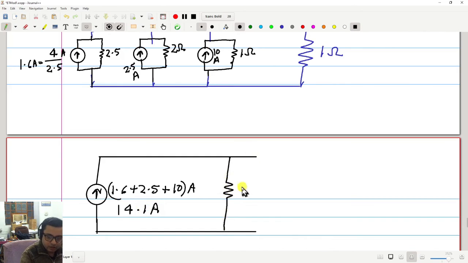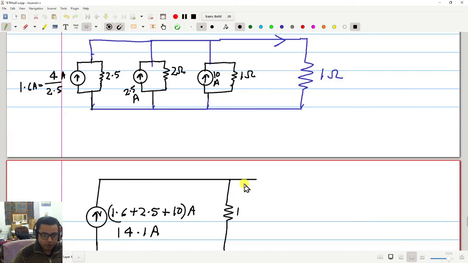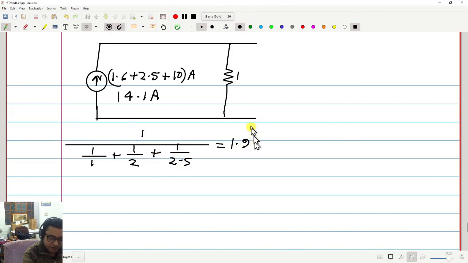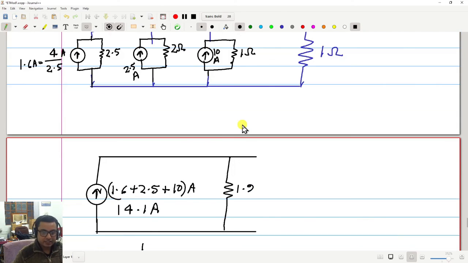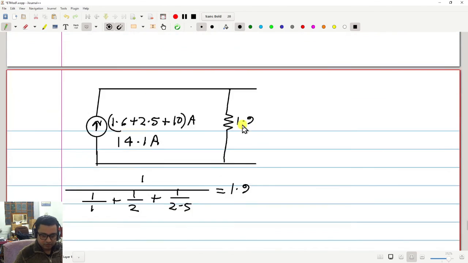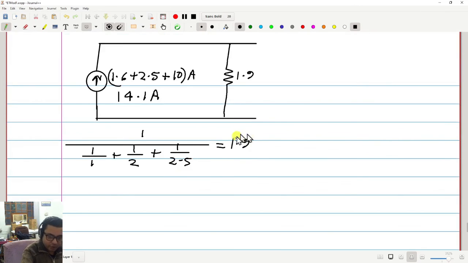So that value, with 1, 2 and 2.5, will be 1 over 1 plus 1 over 2 plus 1 over 2.5. It is coming 1.9. Please check it. Is it? Sir, it should be 1 upon 1.9, I think. Maybe. It can't be 1 upon 1.9.